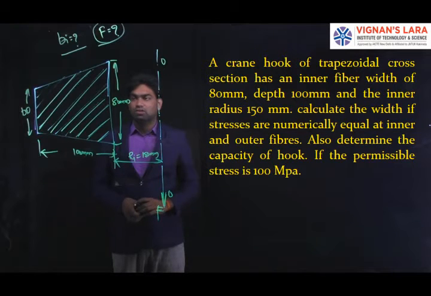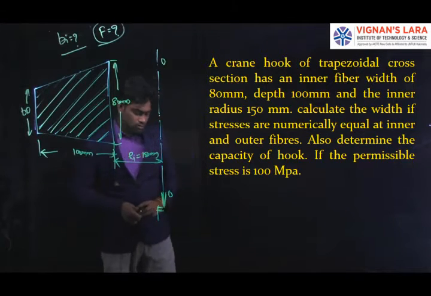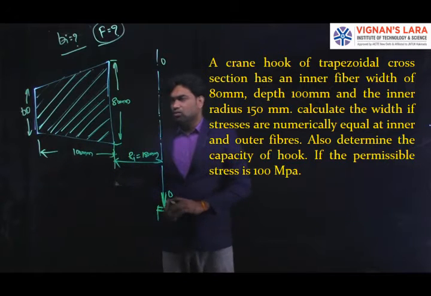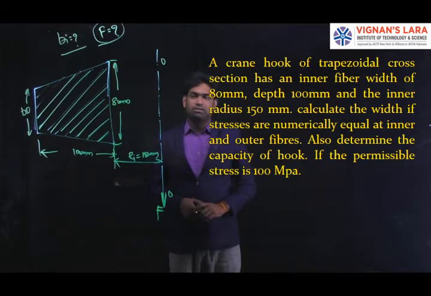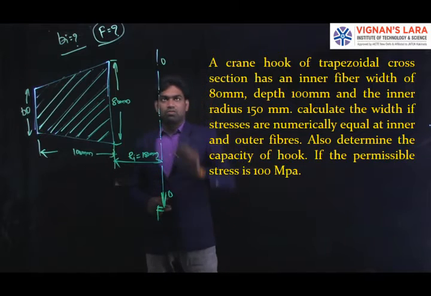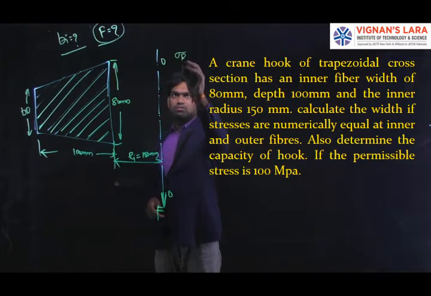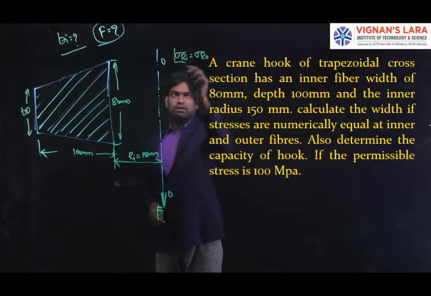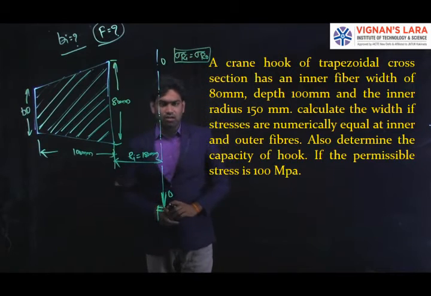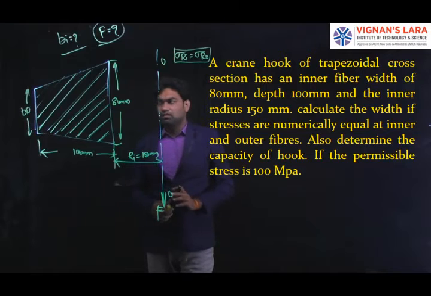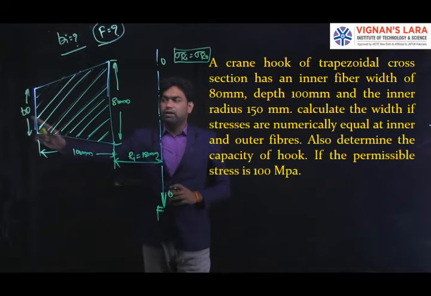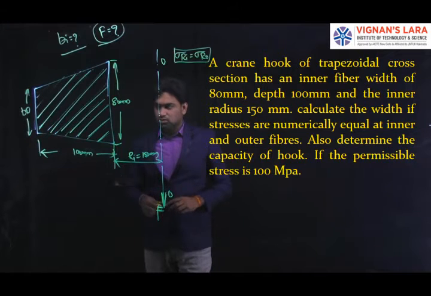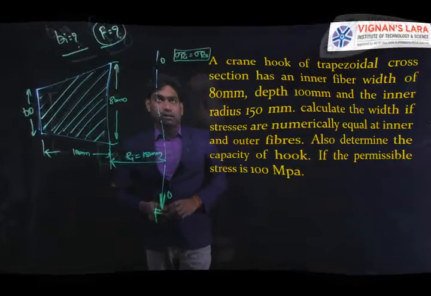So if the stresses are numerical, they given the condition. So how are you going to calculate the outer fiber width? The condition is that the stresses at inner and outer fibers are same, that is, inner fiber stress is sigma Ri and outer fiber stress is sigma R naught. So the stresses at inner and outer fibers are same, so we can equate the stresses. We need to find out the width at the outer fiber. So let us see how to find the inner and outer.